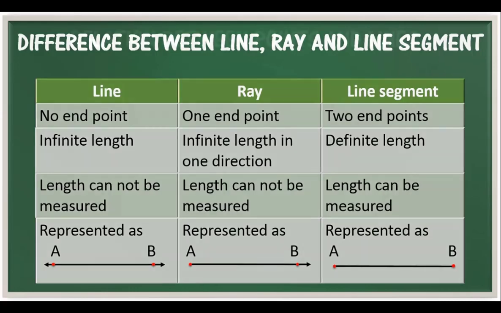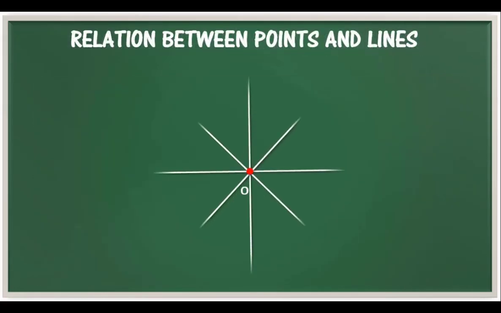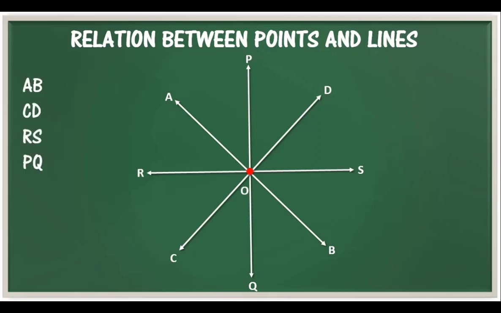Now, relation between points and lines. N number of lines can be drawn through a point. The lines which pass through the same point are called concurrent lines. Lines AB, CD, RS and PQ pass through the same point. They are concurrent lines.